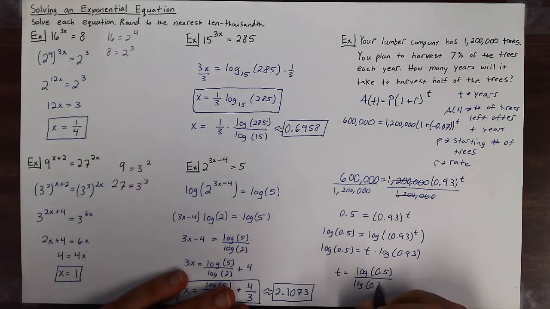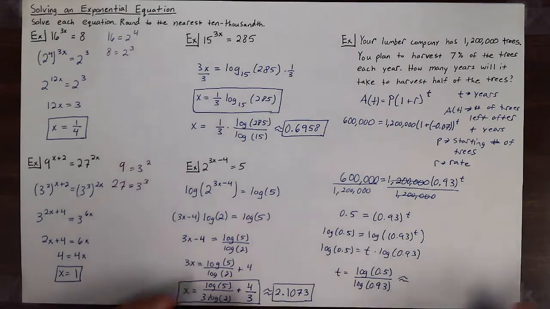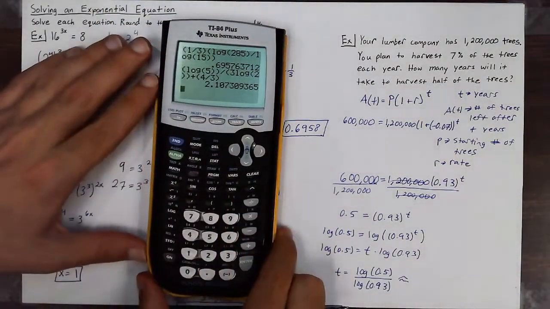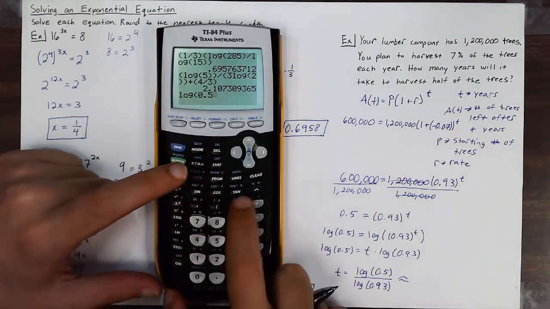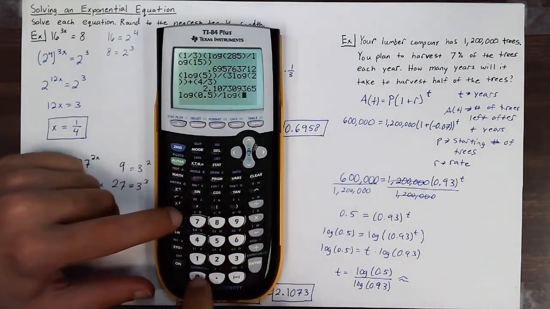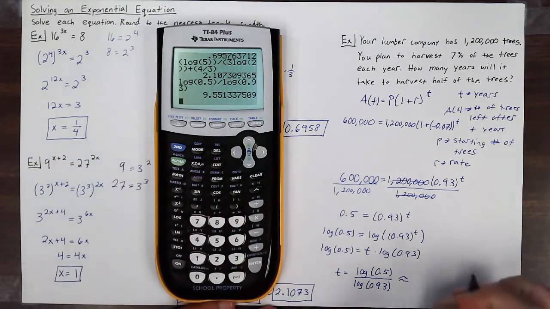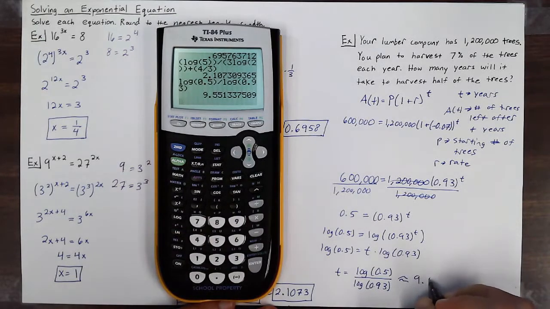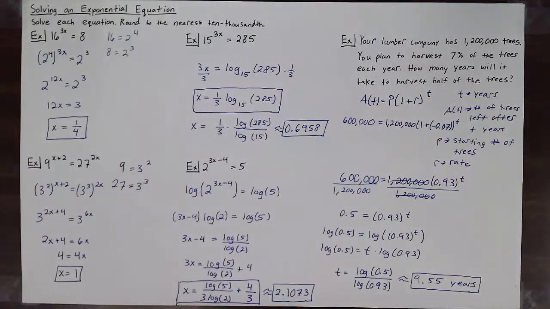Which would be approximately a certain amount of years. So log of 0.5 divided by log of 0.93 is approximately 9.55 years. About 9.5 years it would take to get rid of half of those trees if we follow that same rate each year. And that is how you solve an exponential equation.